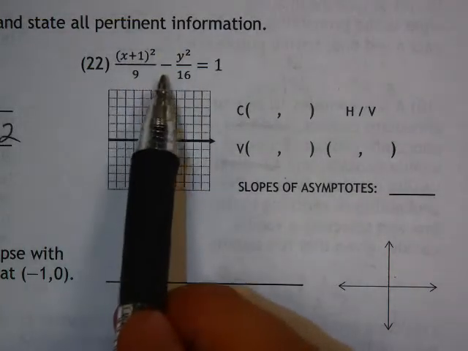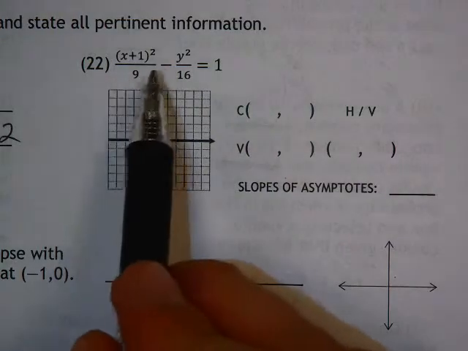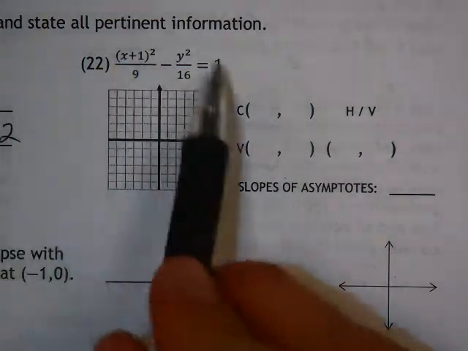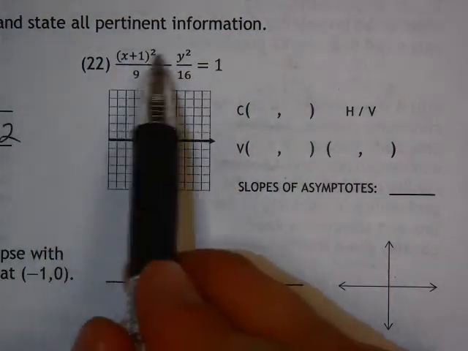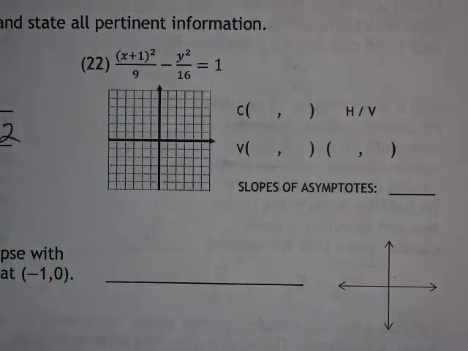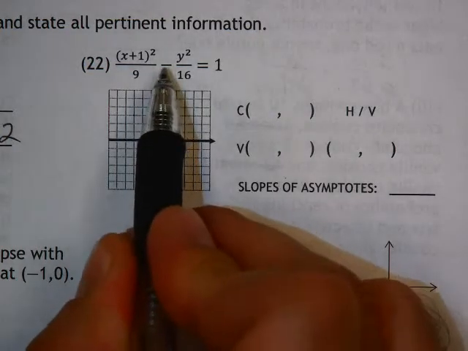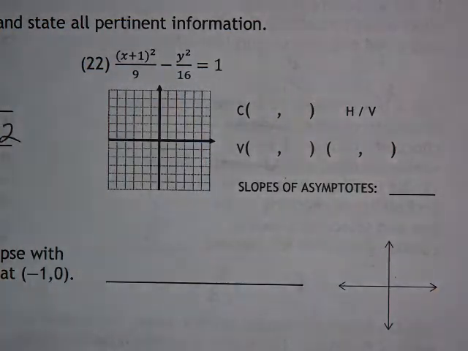When I start to graph, before I even do anything, look at the sign in between. Look at how the equation is set up. Both of them are squared, so it's not a parabola. This minus sign is a big tip-off. As soon as you see minus, now we're thinking hyperbola.